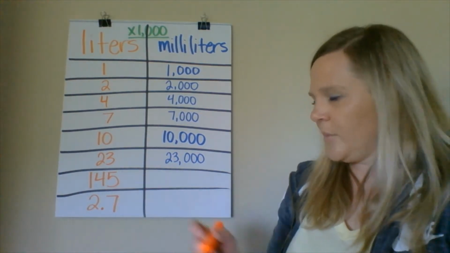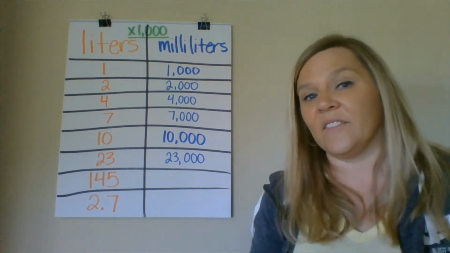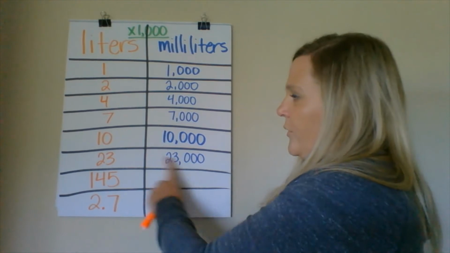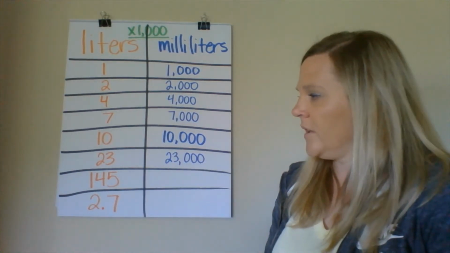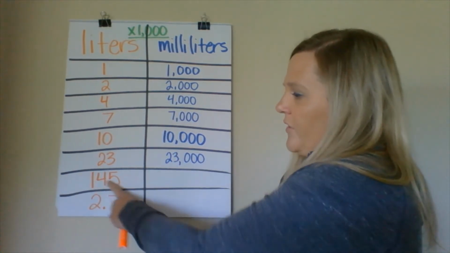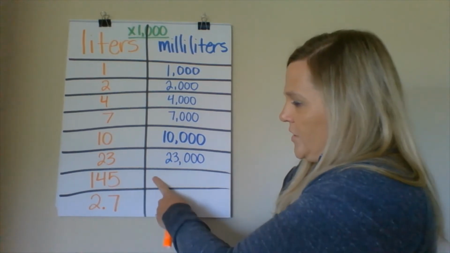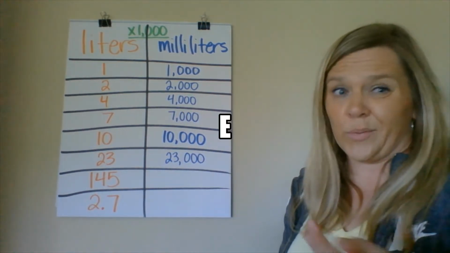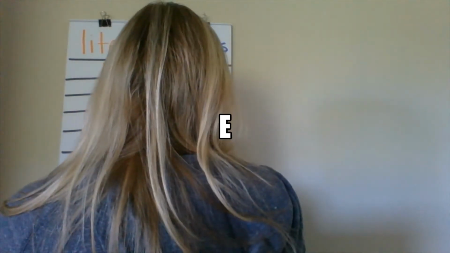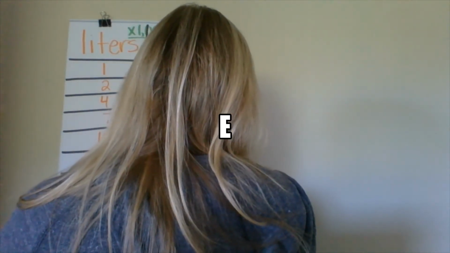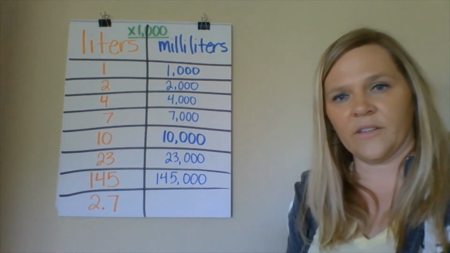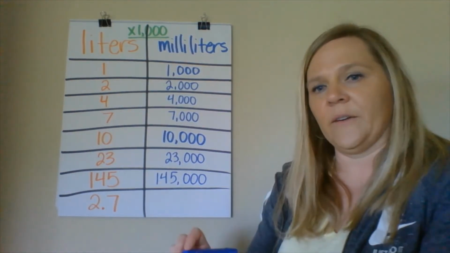All right, next one, 145 liters. Getting to be a little bit bigger numbers here. But again, if we're following this pattern, it looks like we're just taking whatever number we have over here in orange, putting it here, and then putting 3 zeros behind it because we're multiplying by 1,000. So this would be 145,000 milliliters. Pretty easy pattern to follow there, right?